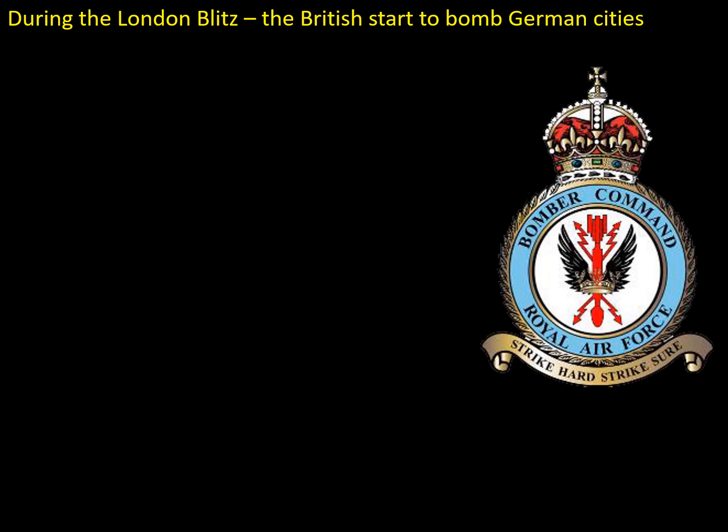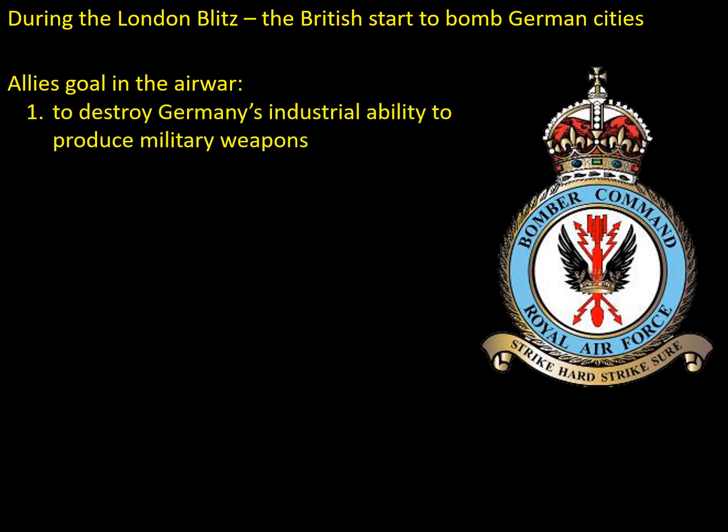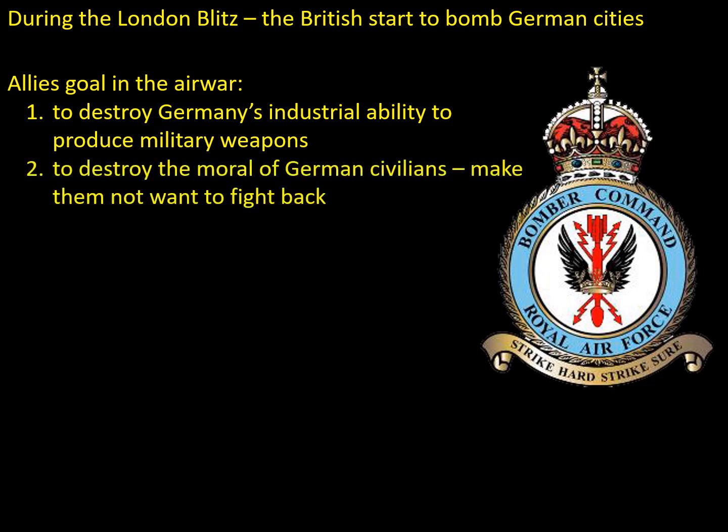During the London Blitz, the British started to bomb German cities. Now, during the war, the Allies' goal was to, one, destroy Germany's industrial ability to produce military weapons, and two, to destroy the morale of the German civilians, make them not want to fight back.